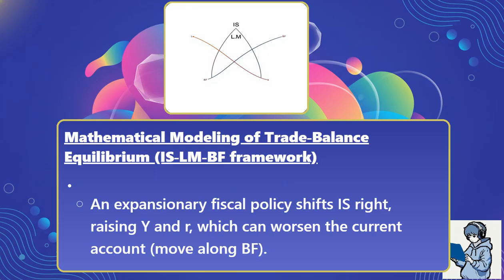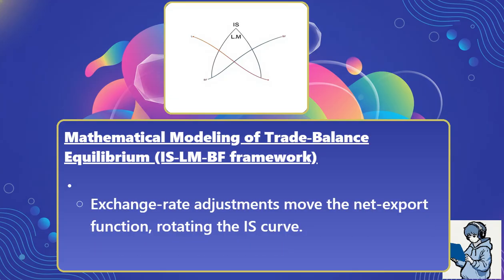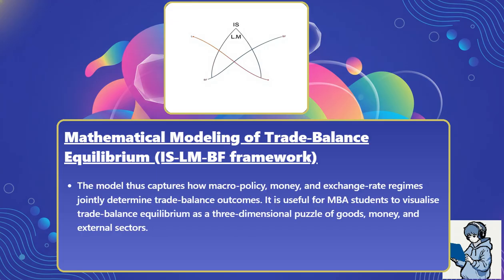An expansionary fiscal policy shifts IS right, raising Y and R, which can worsen the current account, a move along BF. A monetary expansion shifts LM right, lowering R, attracting capital outflows, worsening the current account under flexible rates. Exchange rate adjustments move the net export function, rotating the IS curve. The model thus captures how macro policy, money, and exchange rate regimes jointly determine trade balance outcomes.